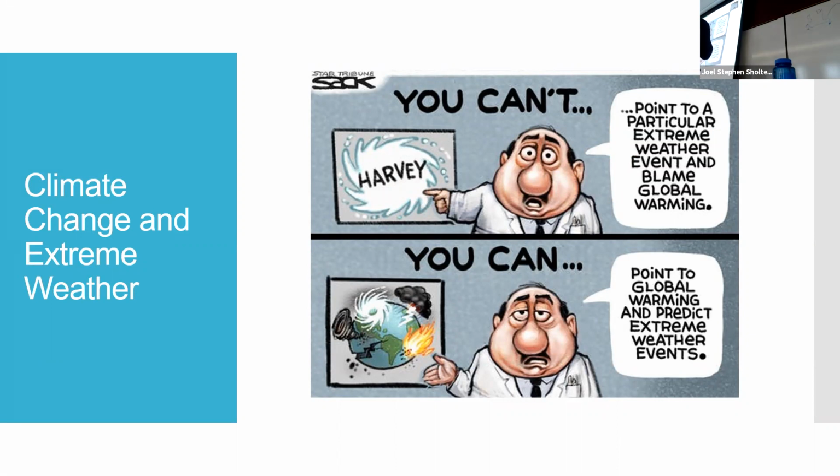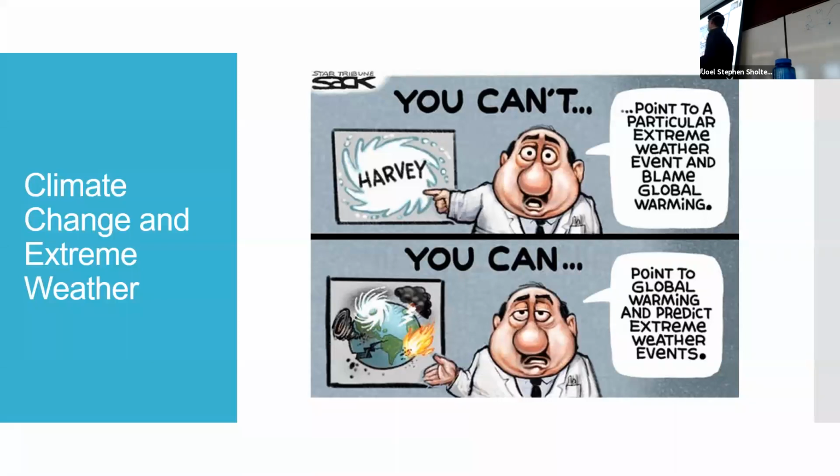You cannot point to a particular extreme weather event and blame it on global warming. Hurricane Harvey happened, it flooded Houston. We can't blame the existence of Hurricane Harvey on global warming, but you can say that on average, because we have a hotter planet, we have more water vapor in the atmosphere, more potential to precipitate rain. It's hotter, we get more extreme things happening, droughts, floods.